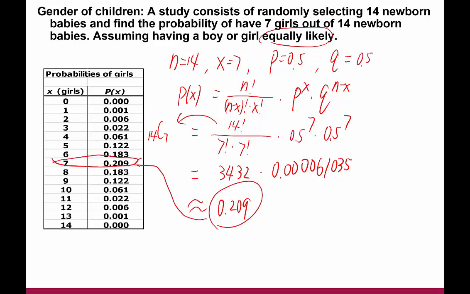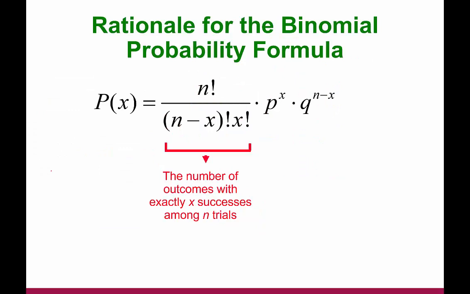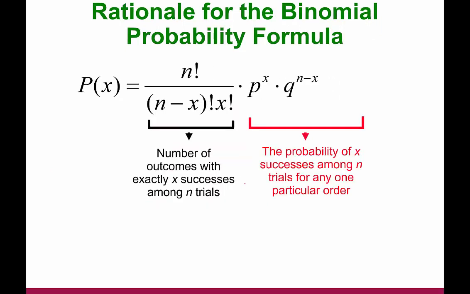Okay, so that's how we find the binomial probability distribution. So basically, you can calculate any one of these probabilities, just like what we did. X equals 7, meaning getting 7 girls. Now, the rationale for the binomial probability formula is we're picking x successes out of n trials. And the probability of x successes among n trials for any particular order is p to the x and q to the n minus x. So p to the x for the successes, and the rest of them will be failures.